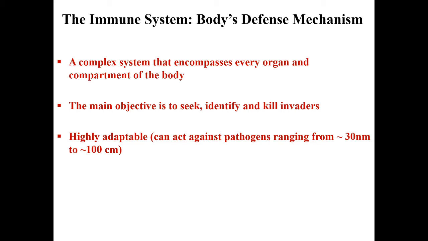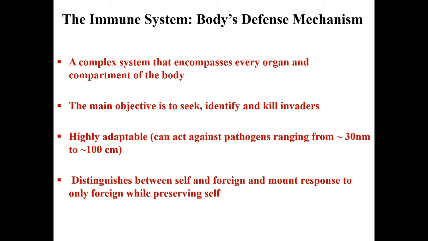Now, if I ask you, tell me some pathogens which are about 30 nanometers. You could probably say, okay, some viruses should be 30 nanometers. Okay, that's right. But what about those 100 centimeter pathogens? So, apart from viruses and bacteria, those are very small, we have some other types of pathogens like worms, particularly tapeworm, which are really, really long, and it could be around 10 centimeters to 100 centimeters even.